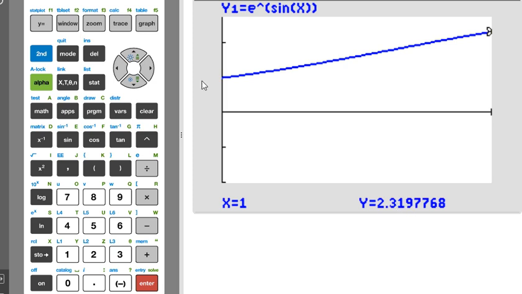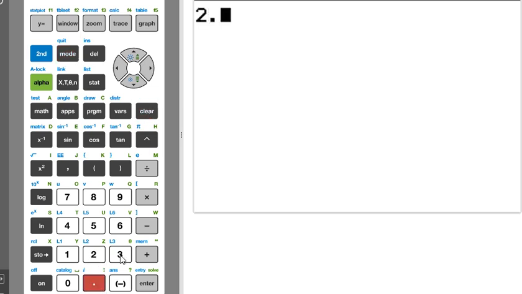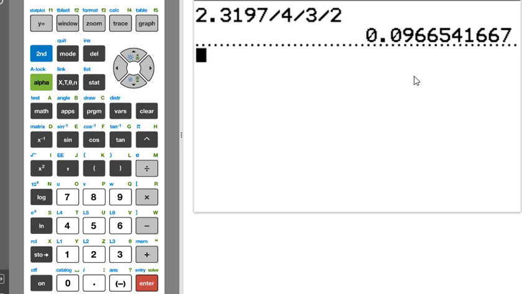2.3197. 231.97. So, that's something else. 231.97 divided by 4 factorial. Okay, right? We need to use the division bar to throw all of these numbers down in the denominator if we're not going to use a parenthesis. And that's 0.097, which is also an answer choice.